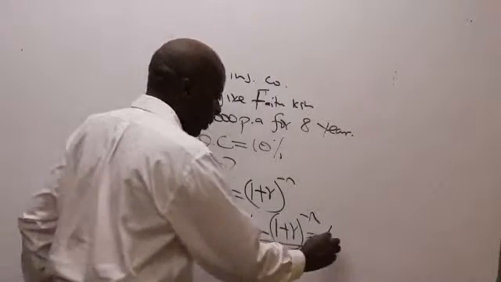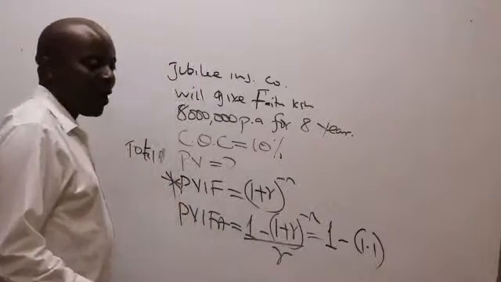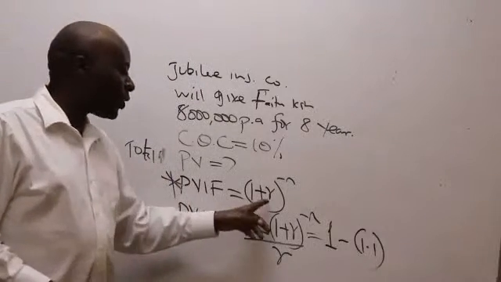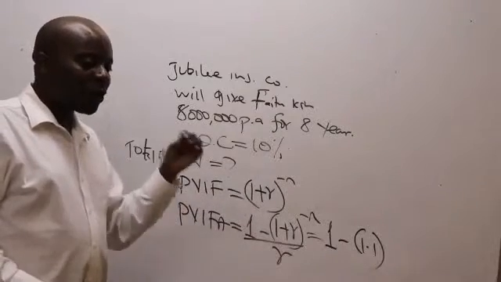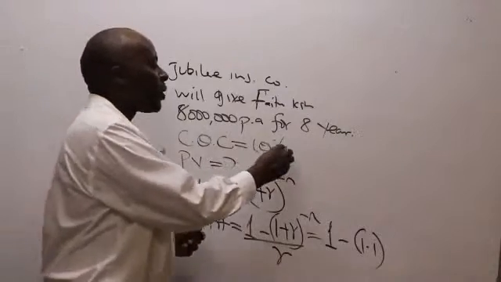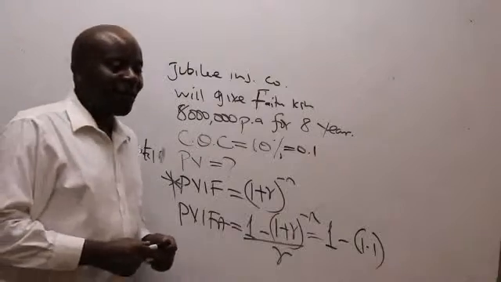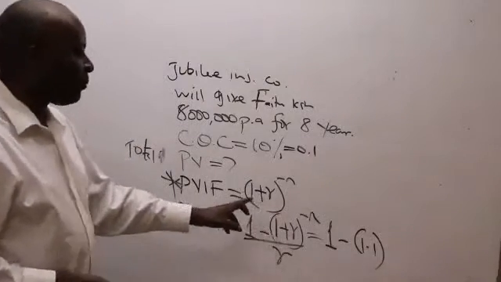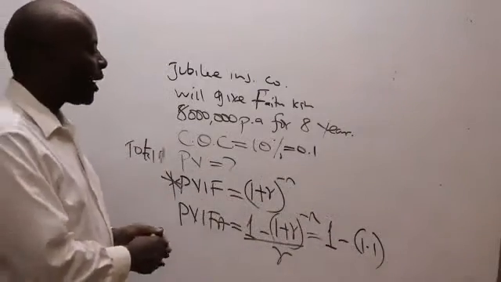So you're saying this will be 1 minus 1.1. Why 1.1? Because of this R. R is the required rate of return. It is the cost of capital. The cost of capital is 10%, and 10% is the same as 0.1. So when you talk of 1 plus 0.1, that becomes 1.1 raised to negative N.